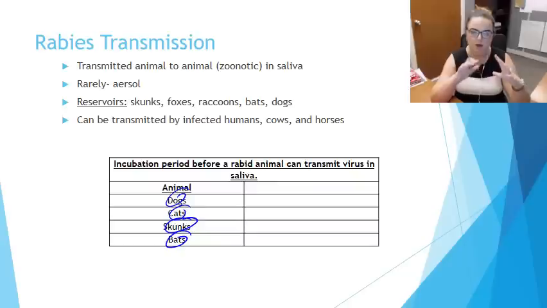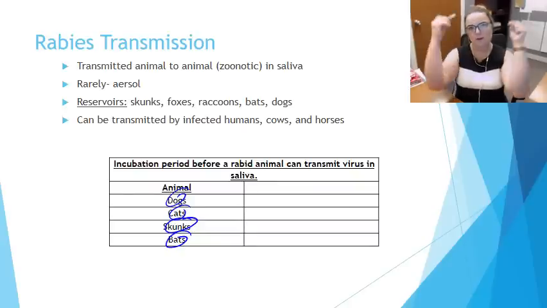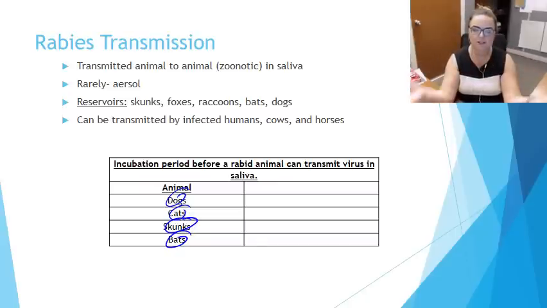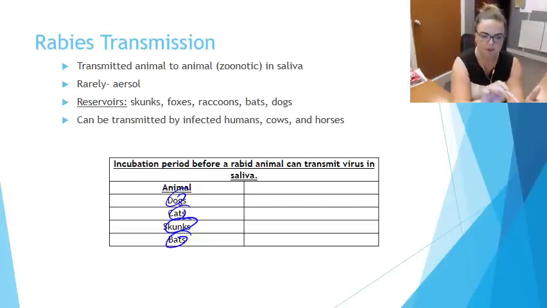So just like when we were talking about the mosquito-borne viral infections, the mosquito had to pick it up, the virus had to replicate in the midgut of the mosquito, and then infect the salivary glands of the mosquito. It's a similar process for rabies. It has to be picked up by the animal, replicate within the animal, and then infect the saliva. So we have different days for this.